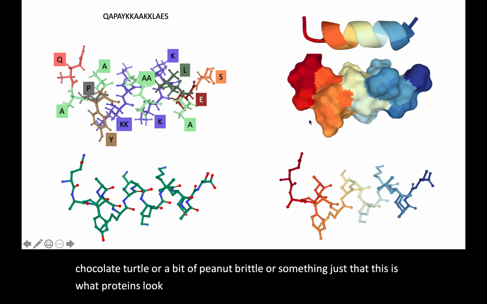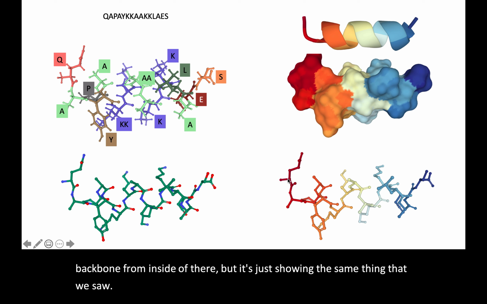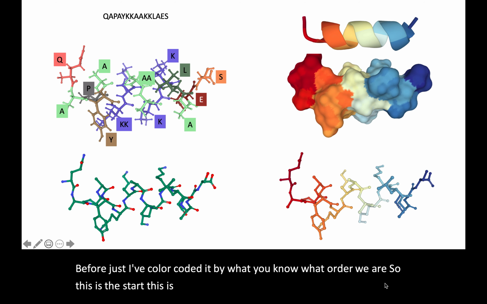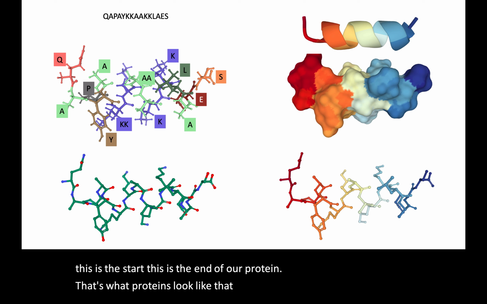They're bumpy things. And this is, again, the backbone from inside of there, but it's just showing the same thing that we saw before. Just I've color-coded it by what order we are. So this is the start, this is the end of our protein. That's what proteins look like. That is how the structure looks. This is what we're going to be dealing with.